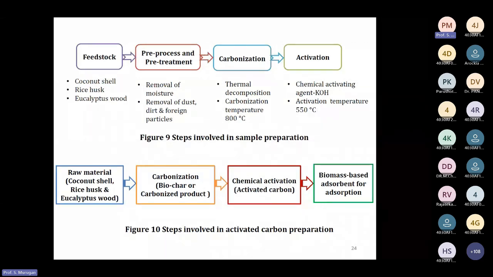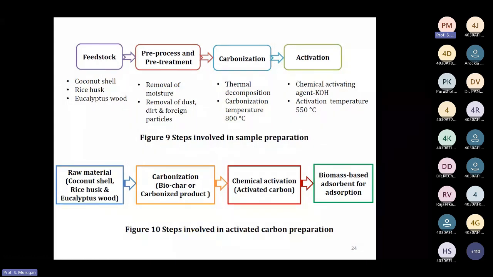That biochar will be carbonized at a temperature of 800 degrees Celsius. Then you add some chemical agent. Normally we use potassium hydroxide, add the chemical agent and heat the mixture at 550 degrees Celsius. That process is called activation. So once you get that, of course, you will prepare this biomass based adsorbent.